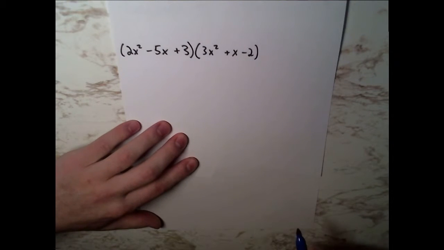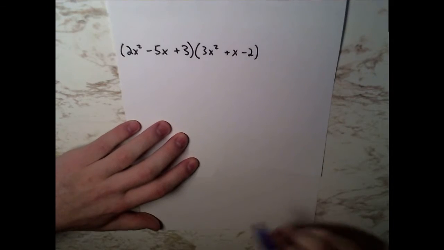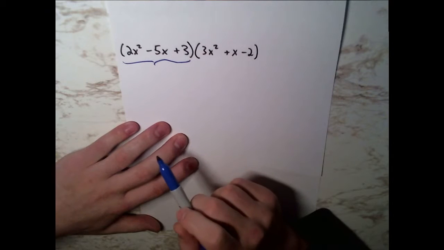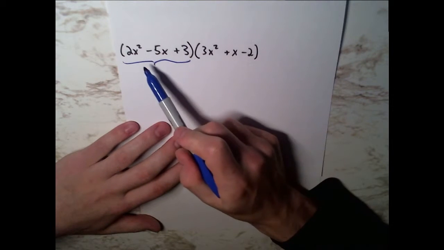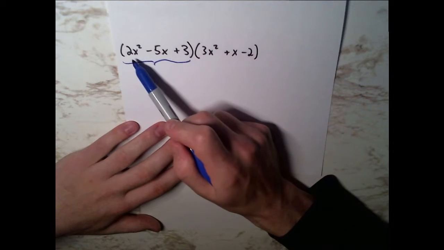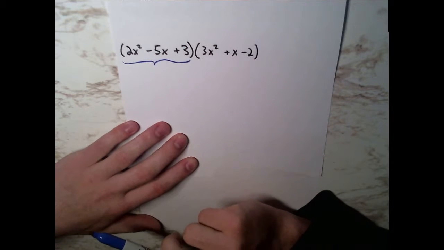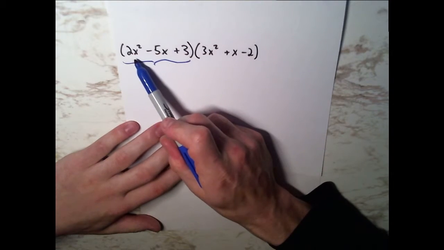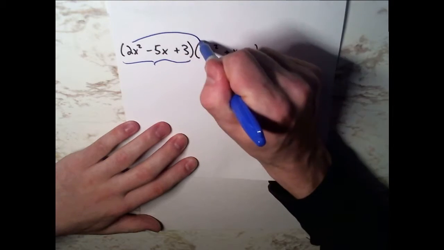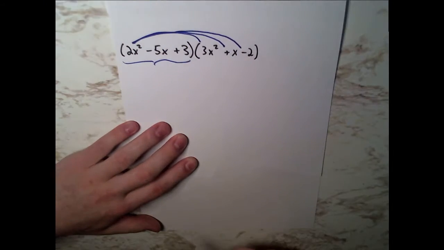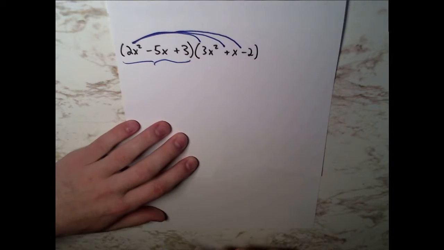Pretty much how this is going to look is we're going to take this polynomial right here, and we're going to multiply every term in this polynomial to every individual term in this polynomial. The best way to look at it is to take this 2x squared, and we're going to multiply it to all three terms in this other polynomial. So that's our first step. Let's go ahead and do that.